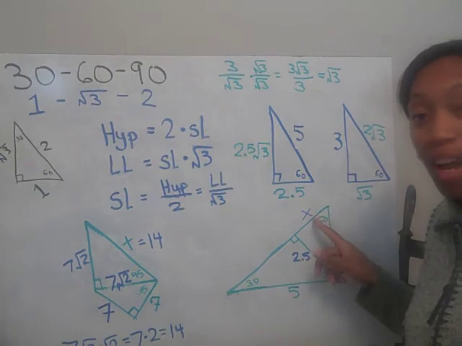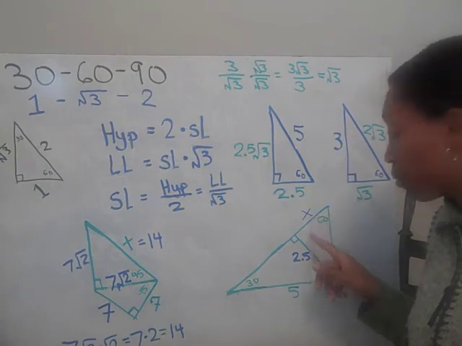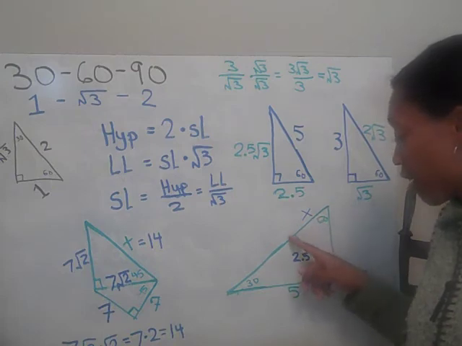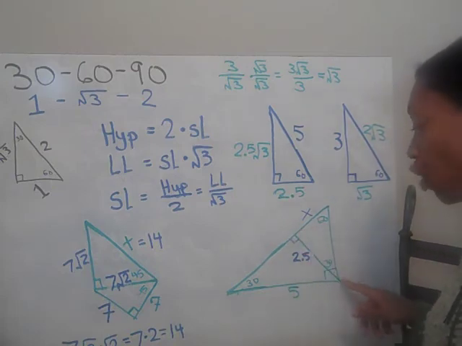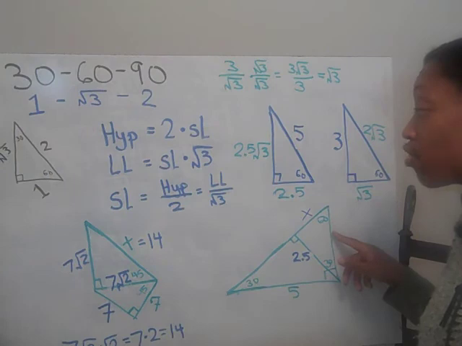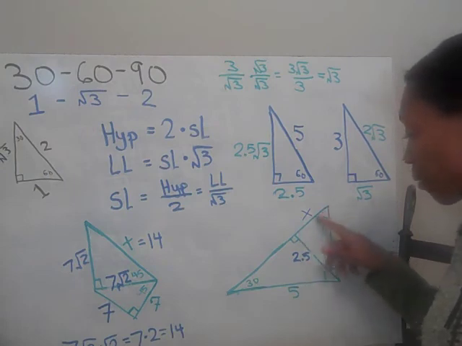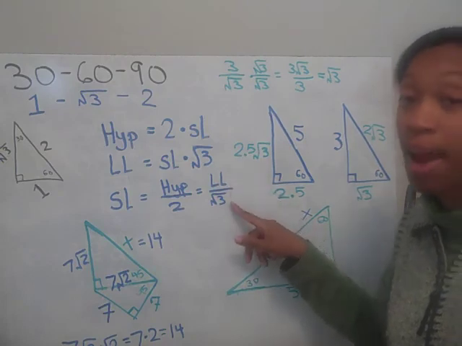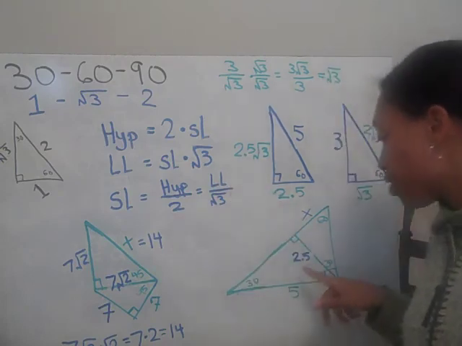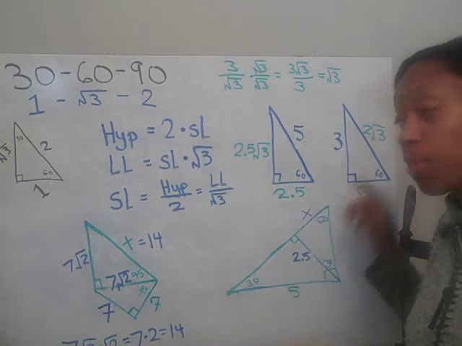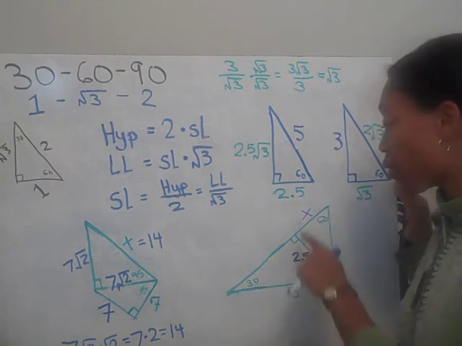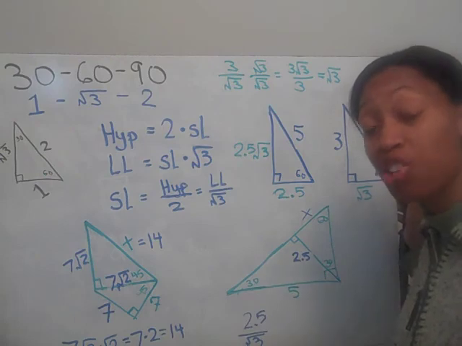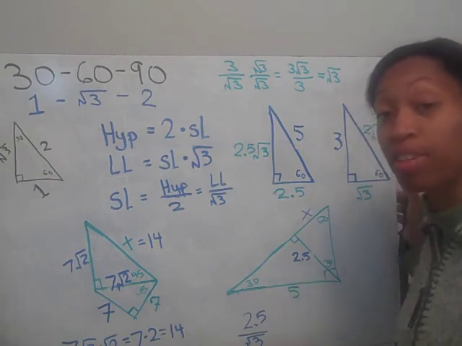Now let's see if we can find the short leg of the second triangle. The short leg here, the 2.5 is the long leg of the triangle on top here. So the short leg equals the long leg divided by the square root of 3. So we need to have 2.5 divided by the square root of 3 for the value of the short side. Okay, and we need to rationalize that to get the square root out of the denominator.